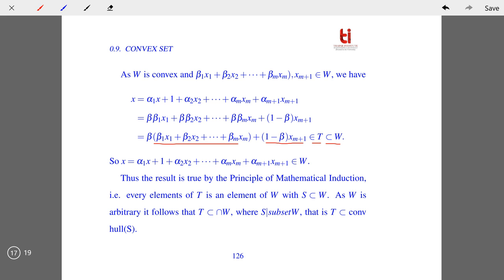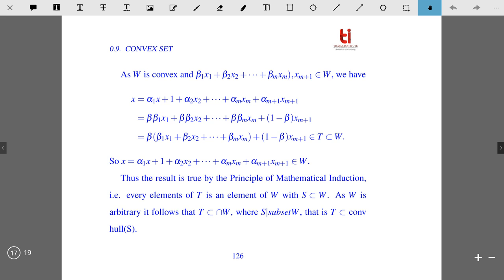So we can say that x, which is equal to alpha 1 x1 plus alpha 2 x2 plus so on, alpha m xm plus alpha m plus 1 xm plus 1, belongs to W. Thus, the result holds by the principle of mathematical induction. That is, every element of T is an element of W, with S a subset of W. So, as W is arbitrary, it follows that T is a subset of the intersection of all W where S is a subset of W, that is, T is a subset of the convex hull of S.